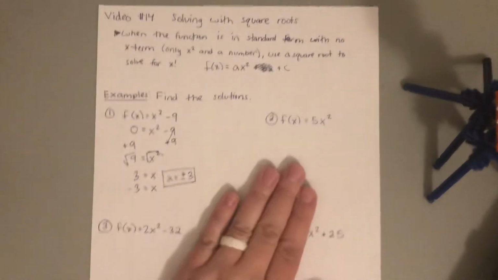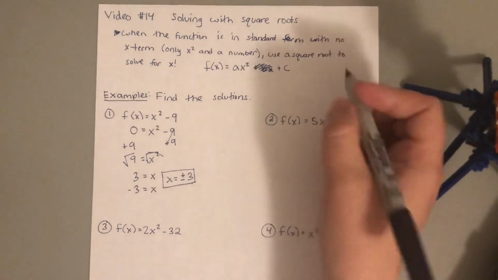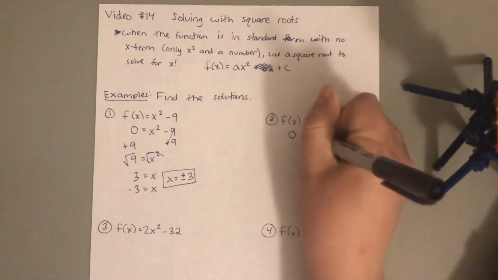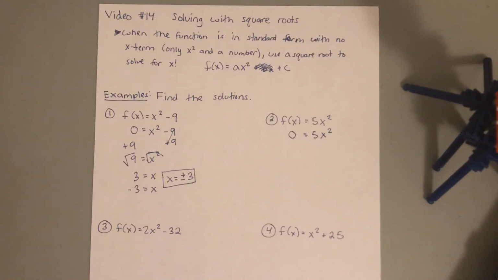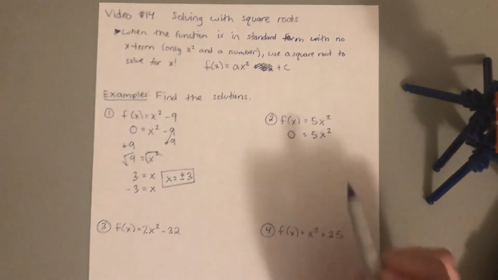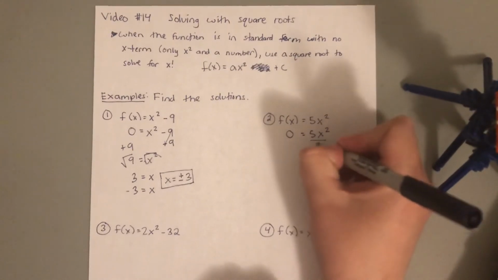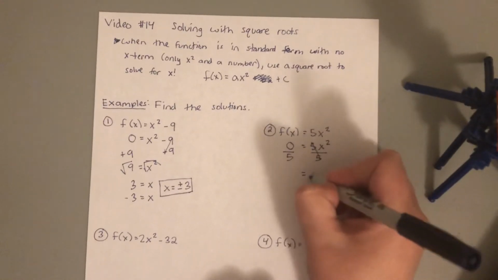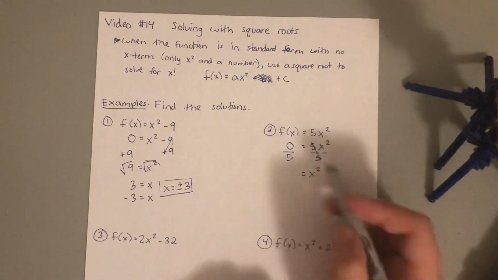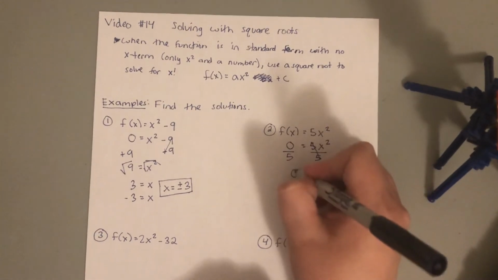Now let's try the next example. So we have, first of all, if we want to find the solutions, we set it equal to 0. Now our goal here is to first get the x squared all by itself, so that way we can use a square root. Right now it's being multiplied by 5. So I'm going to divide by 5 on both sides. So over there it goes away, and now I just have x squared. 0 divided by 5 is 0.